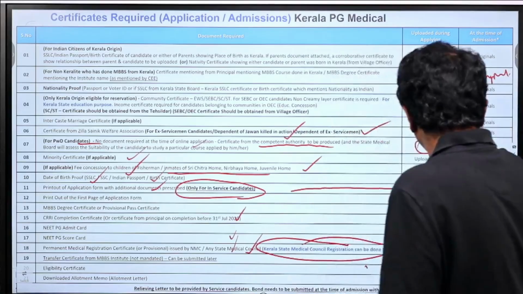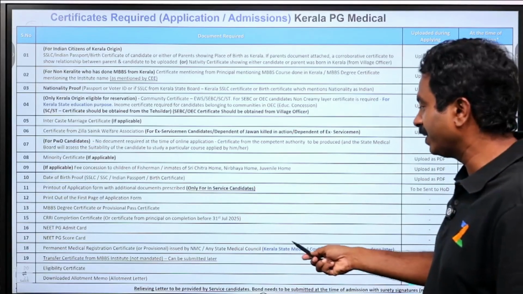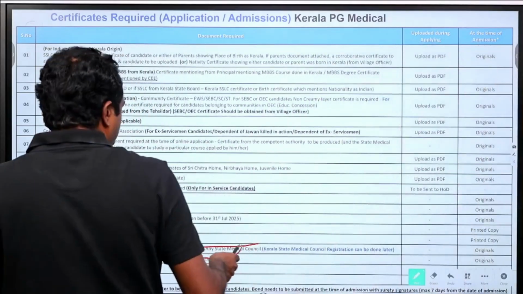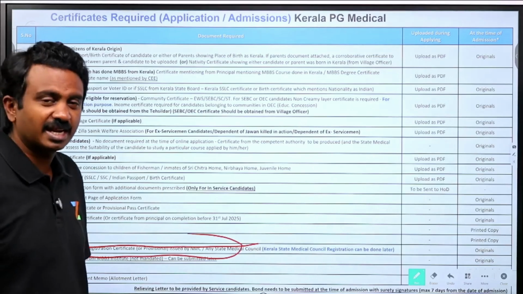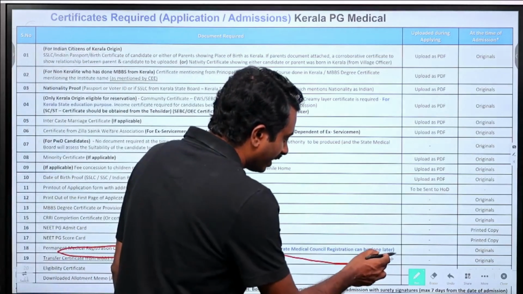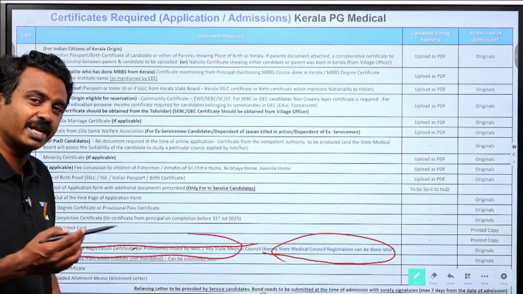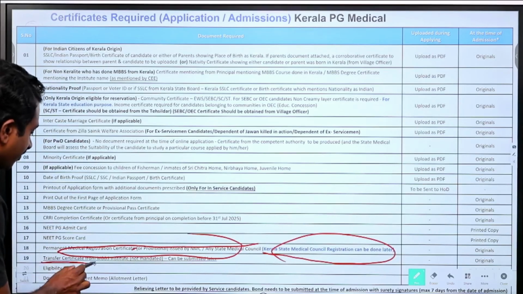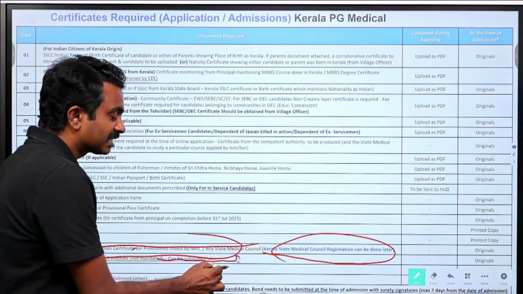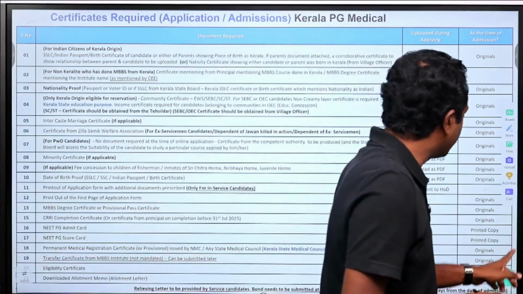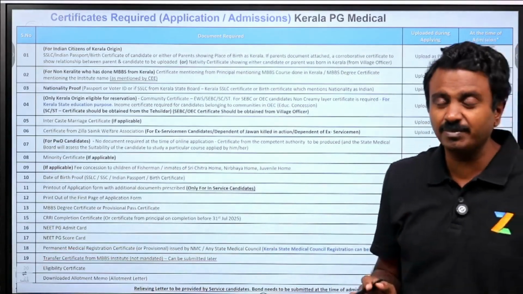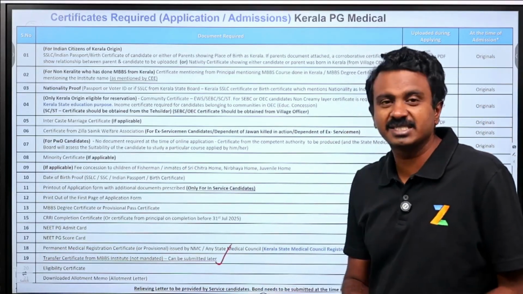Two things over here. One is the permanent medical council registration form. The prospectus might say that you need a Kerala registration, but you can provide any registration now, and the Kerala State Medical Council registration can be done later. Transfer certificate from MBBS institute. Yes, they will ask for a TC as mandatory during the time of admission, but you can submit it later. Candidates have not faced issues.